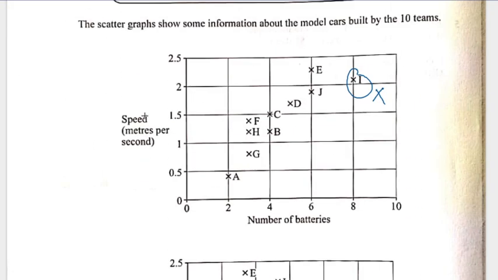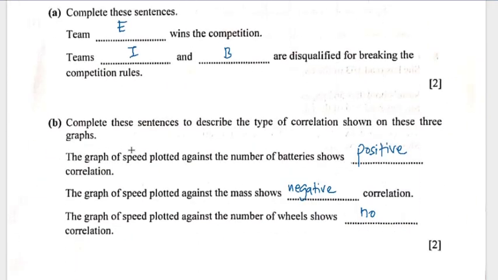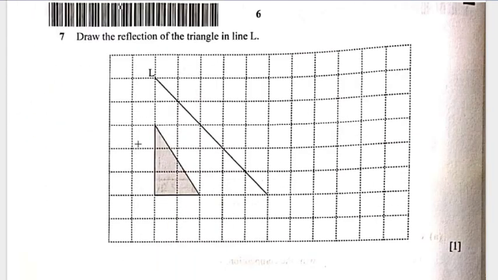Okay, we have 3 here, so go one by one. All right, try to analyze first before you answer the question. Okay, next one. Draw the reflection of the triangle in line L.